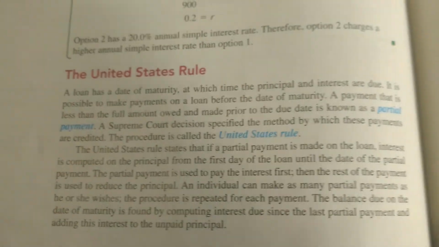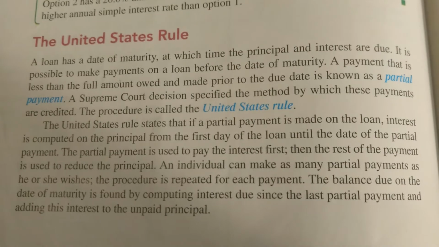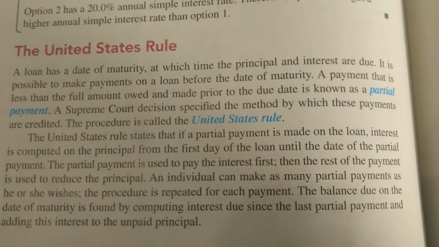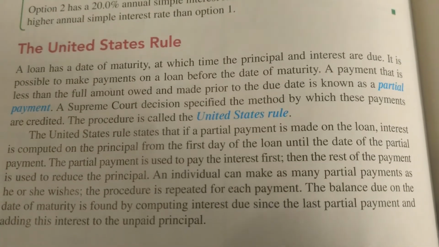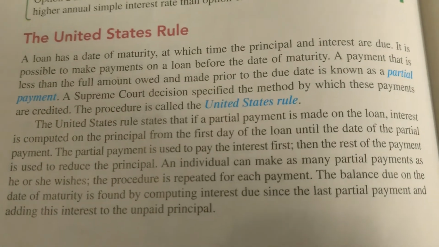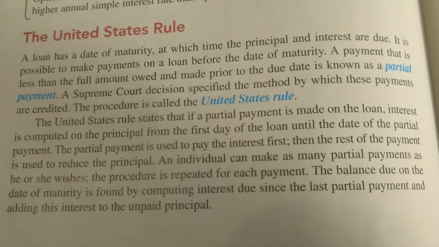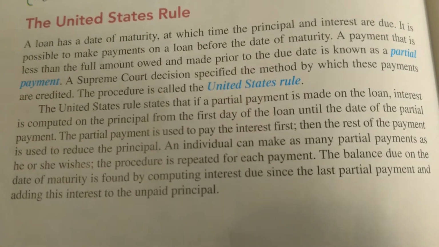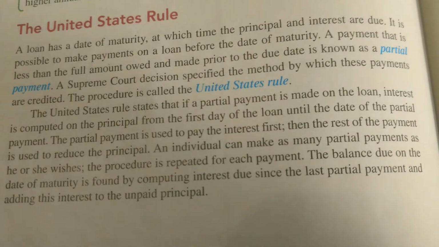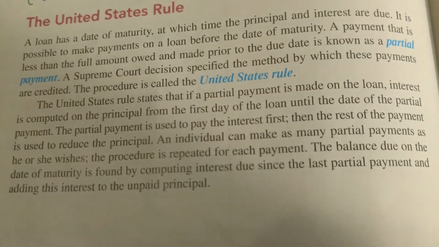Okay, this is called the United States rule, and basically what it says, every loan has a date of maturity, at which time the principal and the interest are due. It is possible to make payments on a loan before the date of maturity. The payment that is less than the full amount owed and made prior to the due date is known as a partial payment. A Supreme Court decision specified the method by which these payments are credited. This procedure is called the United States rule.